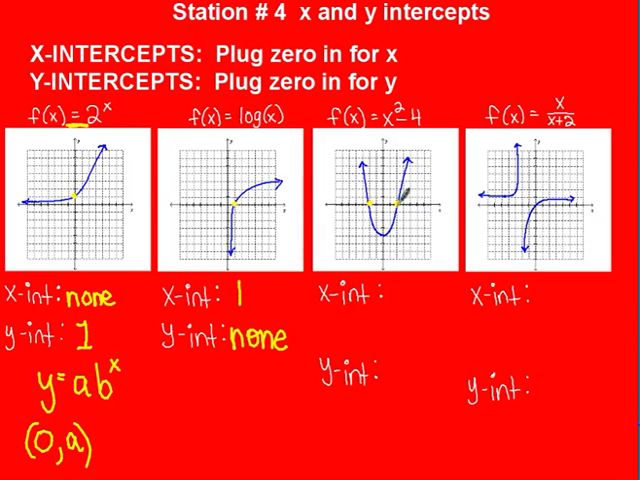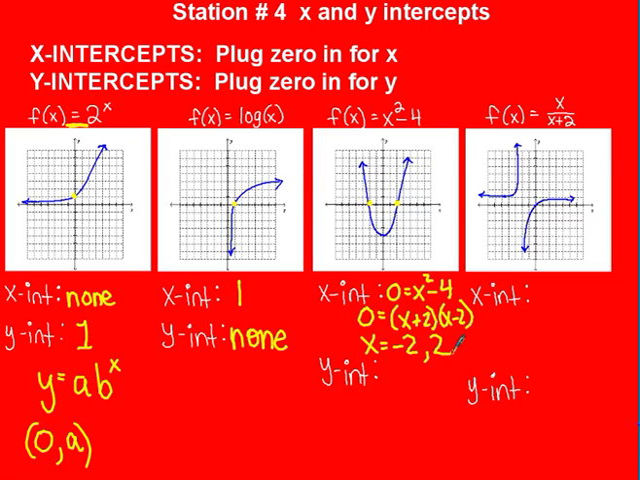To find your x-intercepts, you're going to plug a 0 in for y. Remember, f of x is the same as y. So if I plug a 0 in for my y, it looks like this. When I go to solve this one, it looks like a difference of perfect squares. So I'm going to have x plus 2, x minus 2. And that's going to yield 2 solutions, -2 and 2, which is what we suspected.